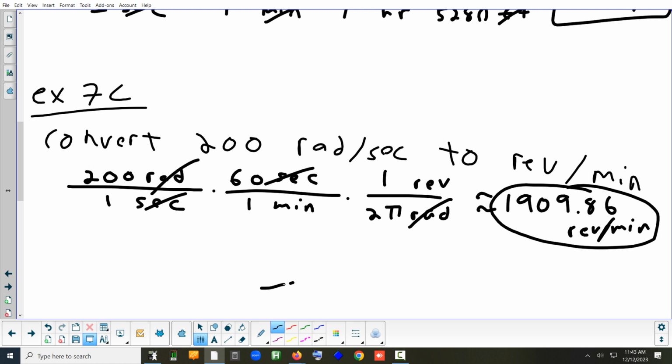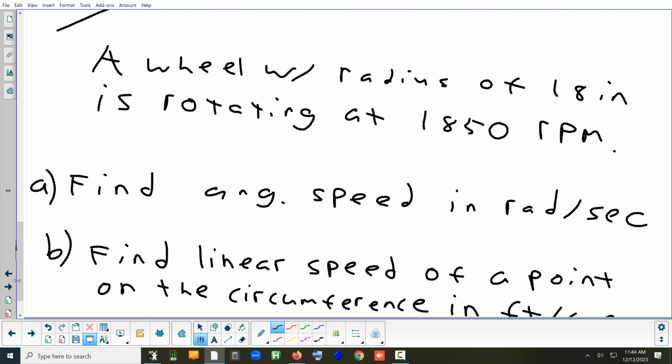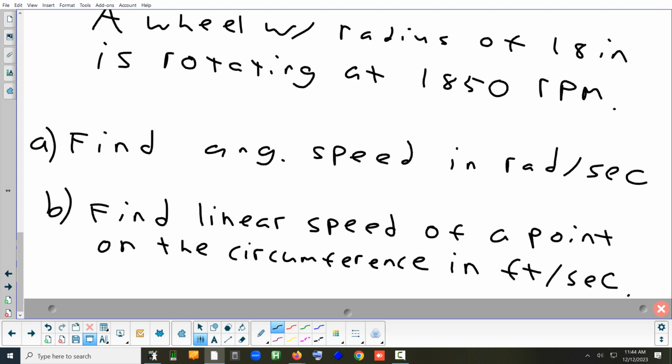So is there any question on 7C, where you want to see revolutions per minute to radians per second the other way? It's pretty much the same thing. Okay, I want to look at part B. That's the part that's different. I'm going to do that. So I want to find the linear speed of a point on the circumference of the wheel. So like I said, if the wheel were to hit the ground, fall off the machine, how fast would it start rolling? Right on the edge of the wheel.